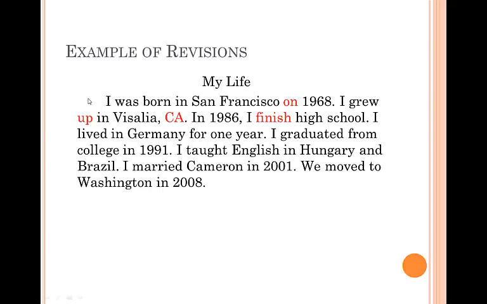Here's an example of revisions. In the red, I have some mistakes. I was born in San Francisco on 1968. Oops, that's a mistake. I grew up in Visalia, California. This is not a mistake, but it would be better if I wrote the word California. In 1986, I finished high school. I need to change the verb here and make it in the past tense.